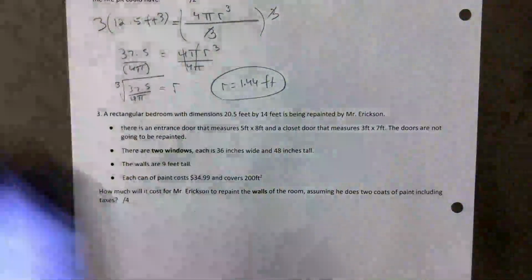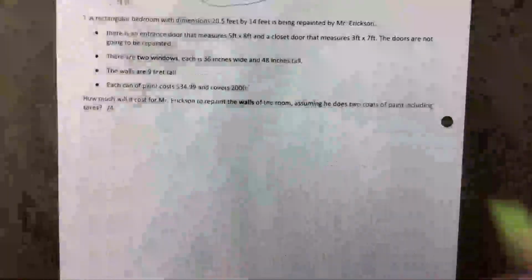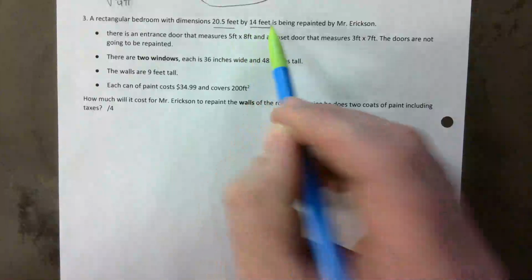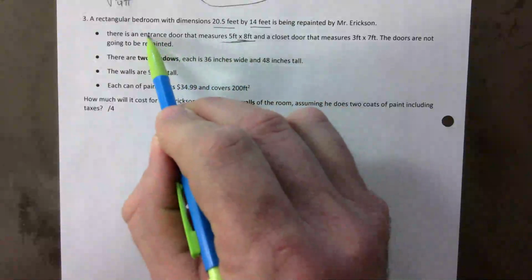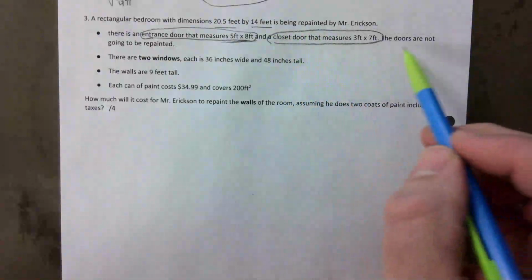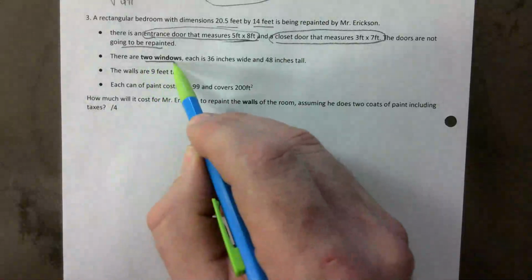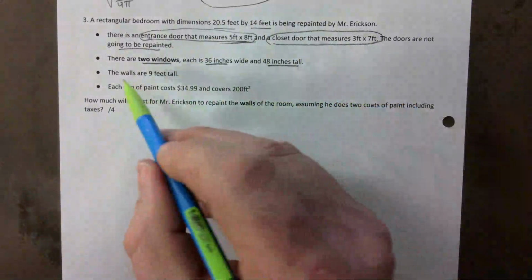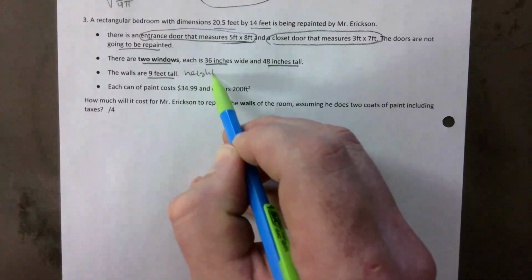All right, almost there, and then it's you time. A rectangular bedroom with dimensions of 20.5 by 14 feet is being repainted. There's an entrance door, right? That's important. A closet door. The doors are not going to be repainted, so that's the key there. 2 windows that measure 36 inches by 48 inches. The walls are 9 feet tall, so that's the height of the room, right?